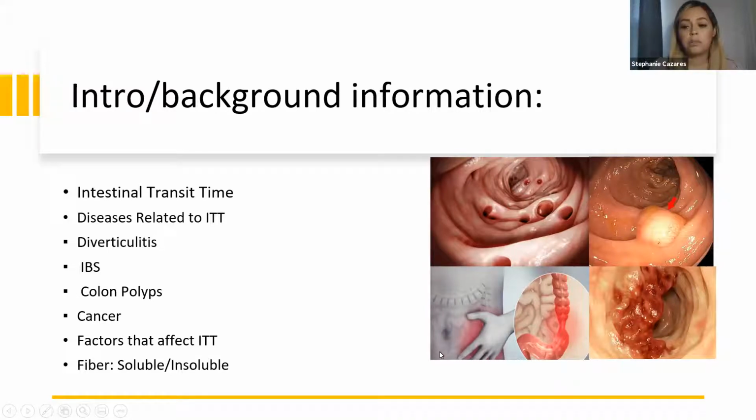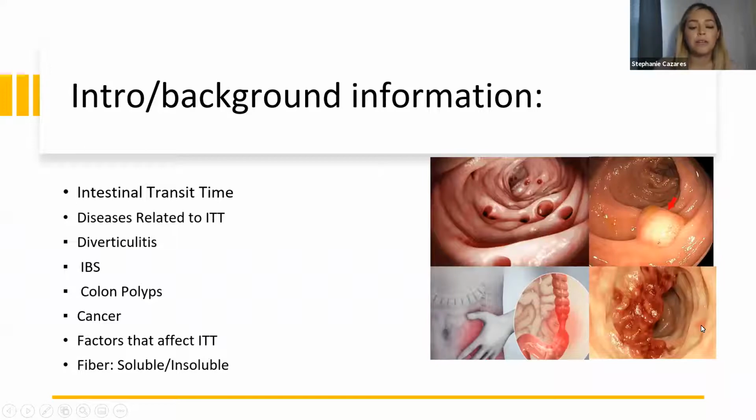Colon polyps are small clumps of cells that form in the lining of the colon or the rectum. And here we can see an example. Sometimes these colon polyps can develop into cancer, as we can see in this other picture right here.